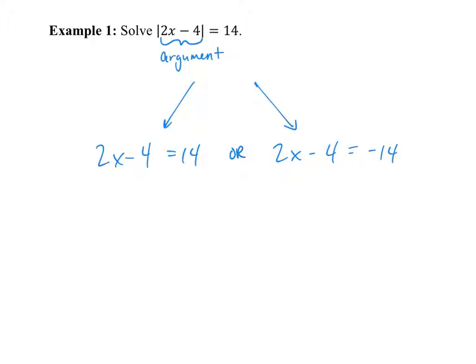Now, mind you, I made this a little bit easy. If the absolute value is not by itself already, you have to get the absolute value alone. You have to solve for it to get it by itself. So we could solve these two. I'll tell you what you'll end up getting here. You'll get 9 and negative 5. I'll let you practice that part on your own.